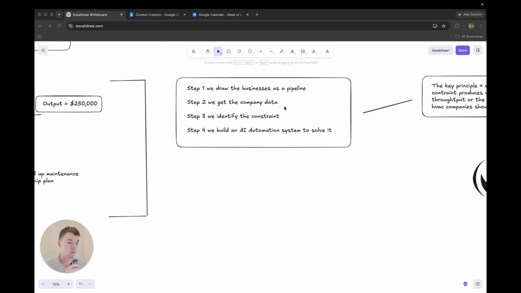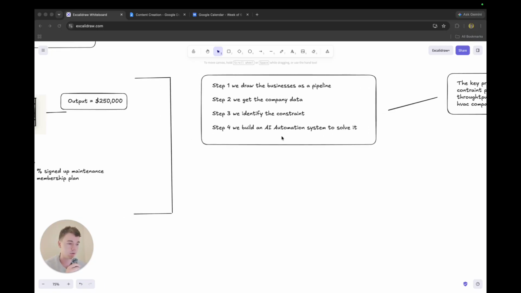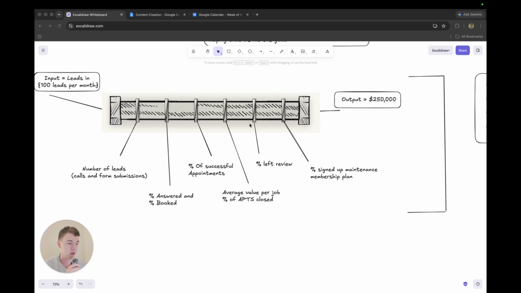So once we've identified that constraint, if the constraint is the number of reviews you're getting per month, we can build an AI automation system to solve it. With reviews, for example, if you're getting a very small percentage, we can build an automated system that compliantly and legally texts homeowners 2 times to ask them for a review after every single job.